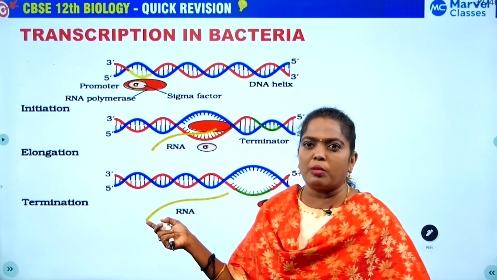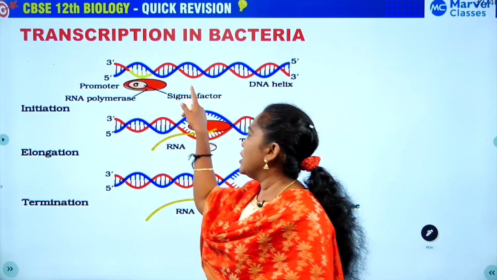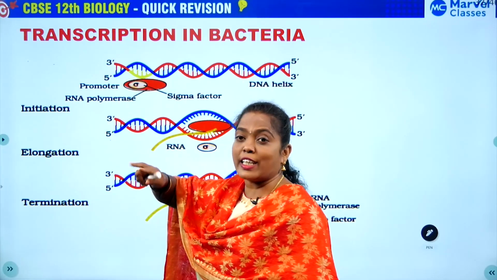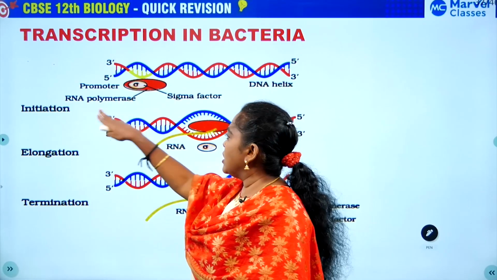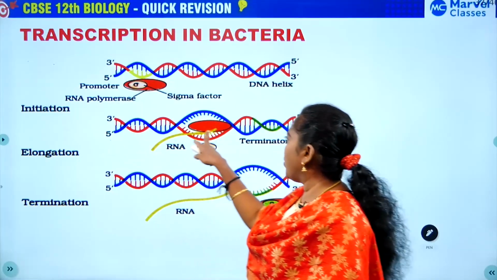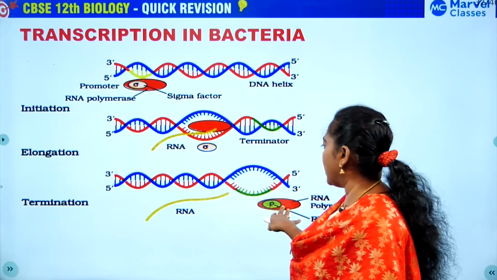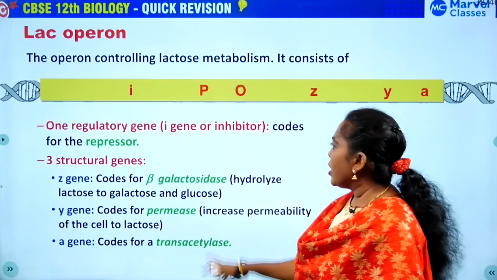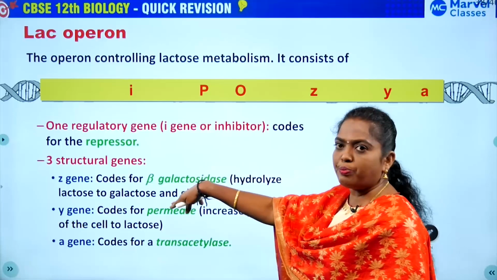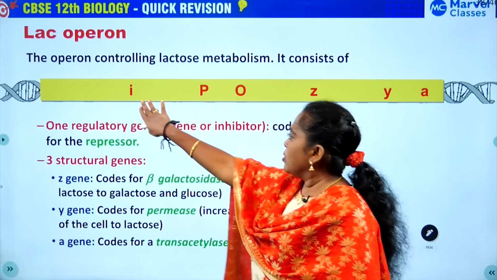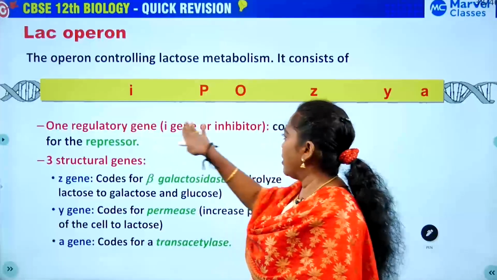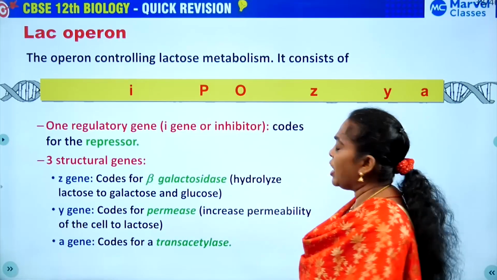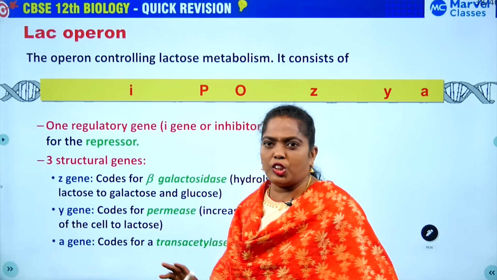Then in the molecular basis, this we have already discussed. Transcription, initiation. So what process is this in case study type of questions? This is initiation. Okay, this phase is elongation, and rho factor is there, which means this phase is termination, like that you can say. And this one I have already explained. Lac operon, what is meant for this? I, regulatory gene, P, promoter, O, operator, and Z, Y, A, the structural genes.